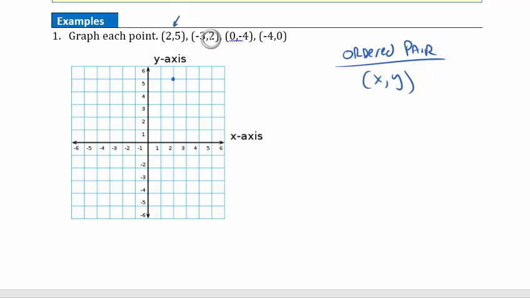Graphing the point (-3, 2), I would go negative 3 in the x direction, 1, 2, 3, and then positive 2, 1, 2. So there's the point (-3, 2). The next point, (0, -4): 0 meaning I'm going to move neither left nor right on the x-axis. I'm staying right here. And then I'm going to go down 4 for the y coordinate of negative 4, 1, 2, 3, 4. And the last point is (-4, 0). I'm starting at the origin, and I'm going to go left 4, 1, 2, 3, 4, and then no movement in the y direction. So I'm going to end up right there to graph those points.